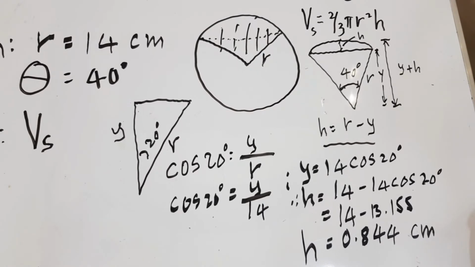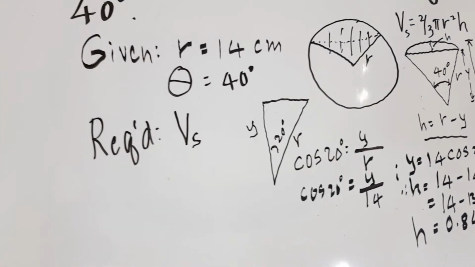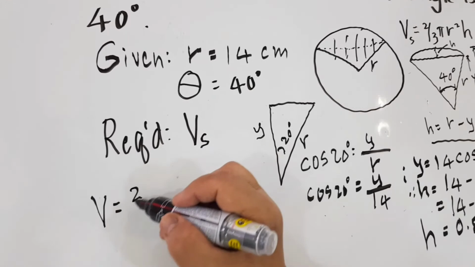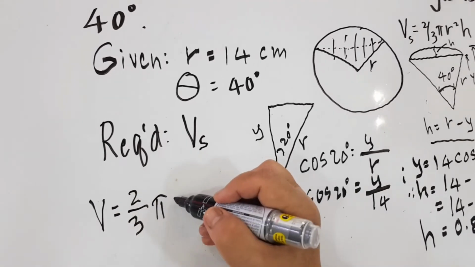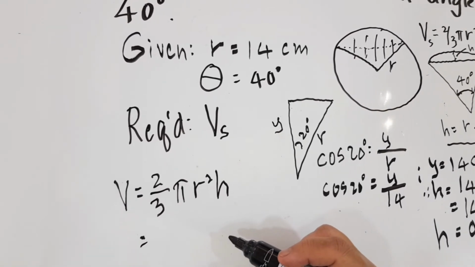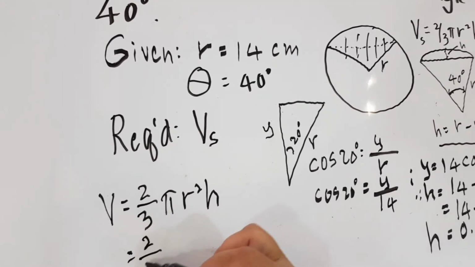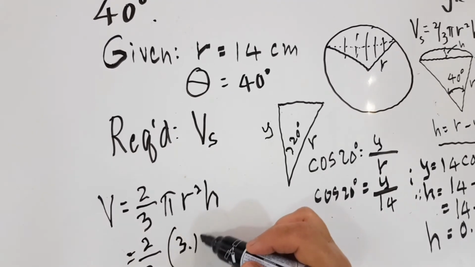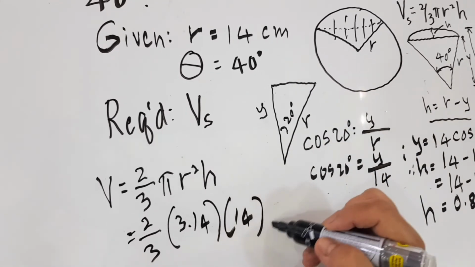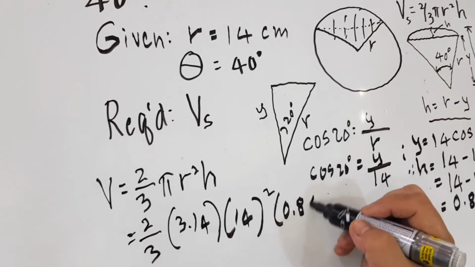Now, we can solve the volume of the spherical sector, using the formula which is equal to 2/3 pi r squared h. Now, pi in radians is always 3.14. So 2/3 multiplied by 3.14 multiplied by the r, which is the radius, which is given to be 14, squared, and the height, which is equal to 8.44.